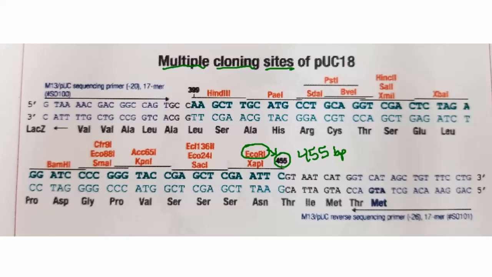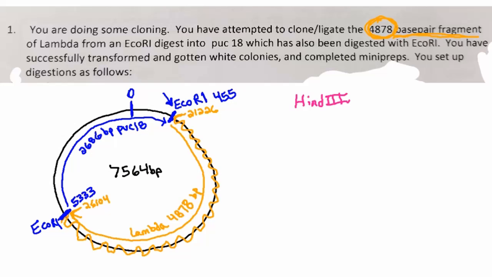So here's the multiple cloning site. And here is a Hind 3 right here. This is the only Hind 3. And if you see, Hind 3 starts at 399 base pairs on the pUC. So let's go back to our picture, and you see how Eco R1 is at 455 base pairs on the pUC. So Hind 3 is just 399, so it's going to be right in here somewhere. Now we know where the Hind 3 site is going to be on the pUC section of it.